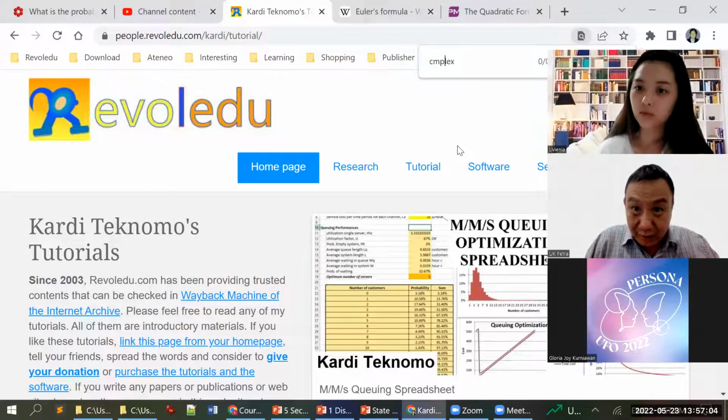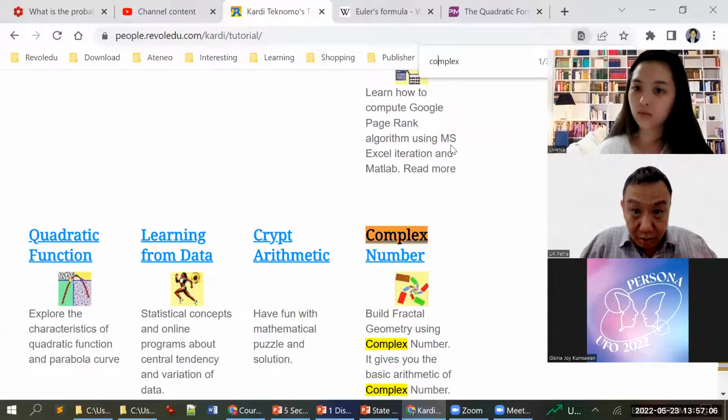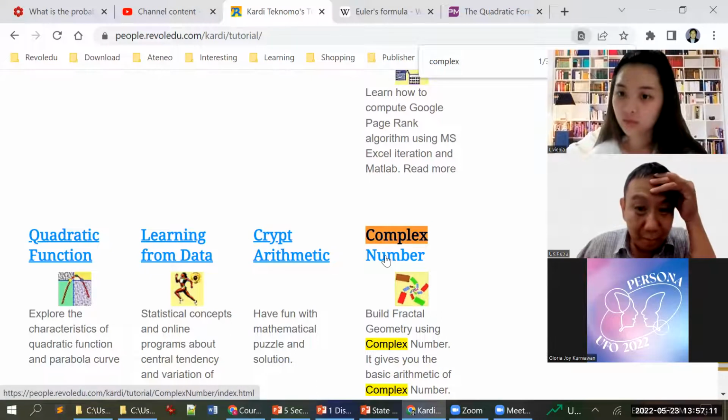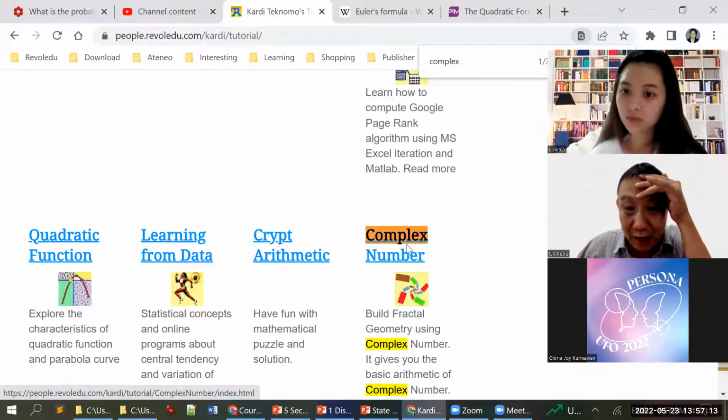Complex. I did not. Oh, you did not. I think the teacher briefly mentioned it, but I never really got to use it. So I have a tutorial that explains complex numbers.